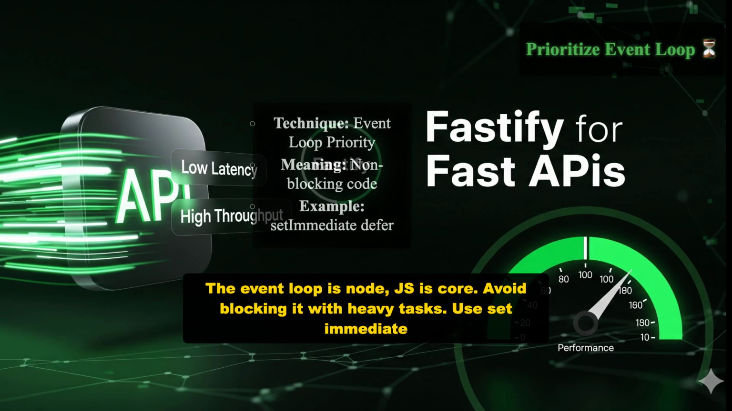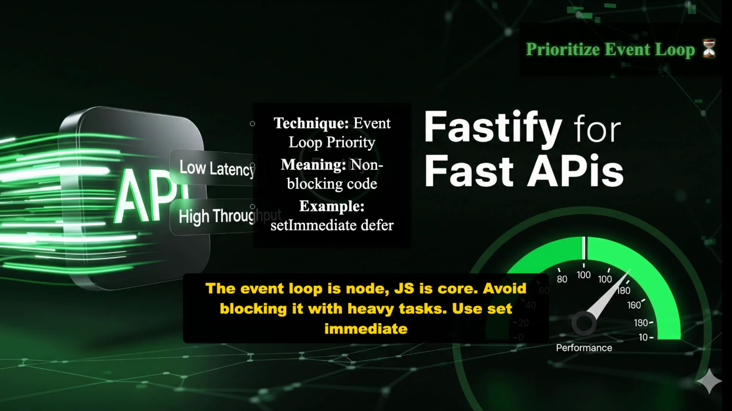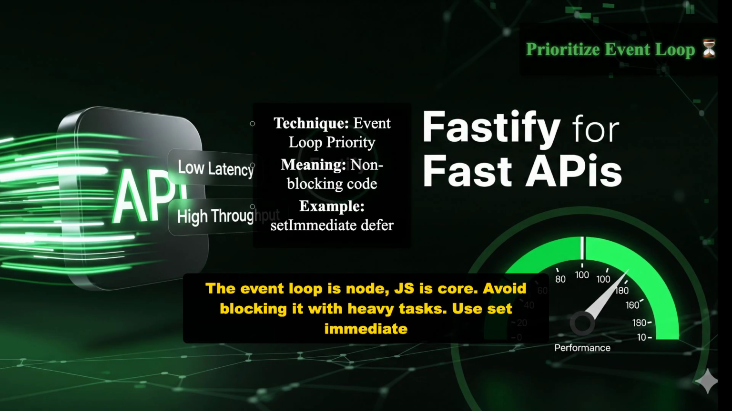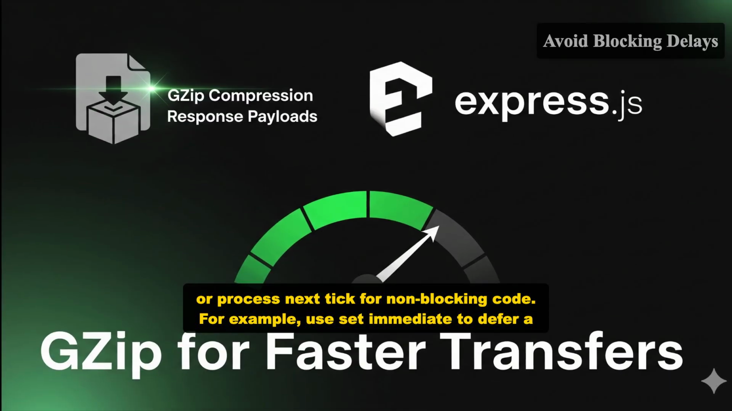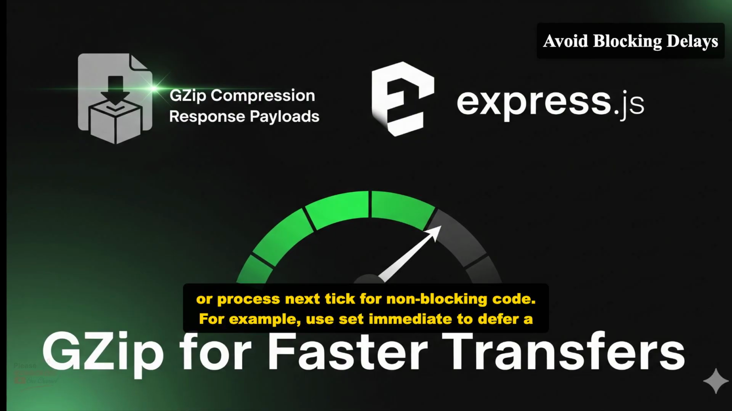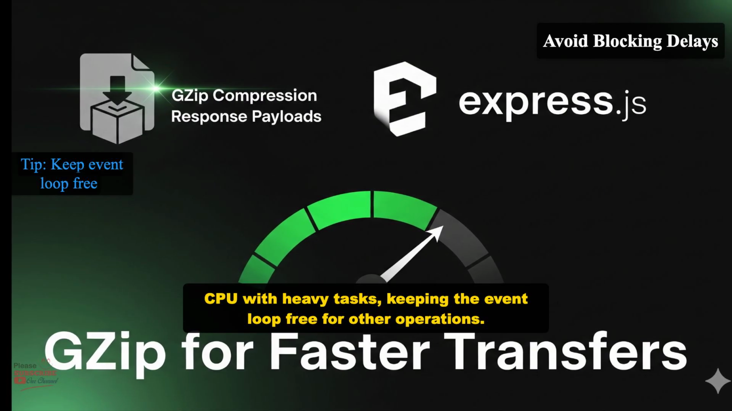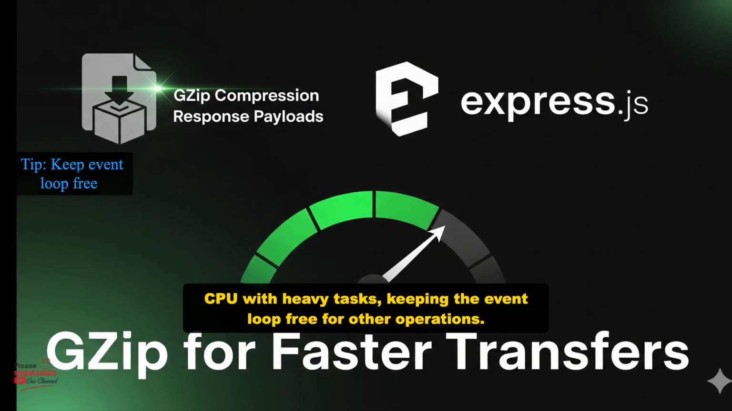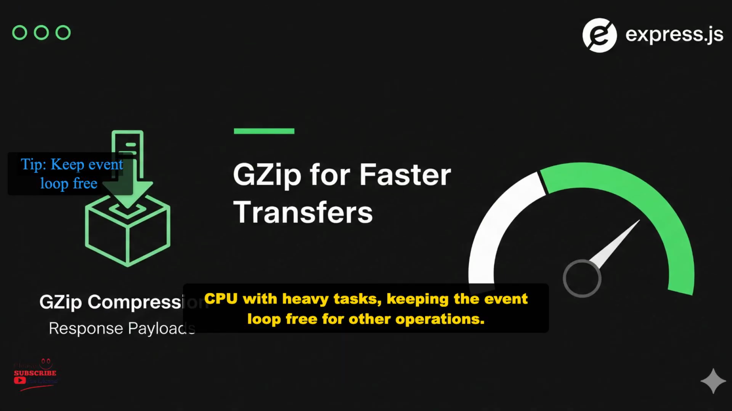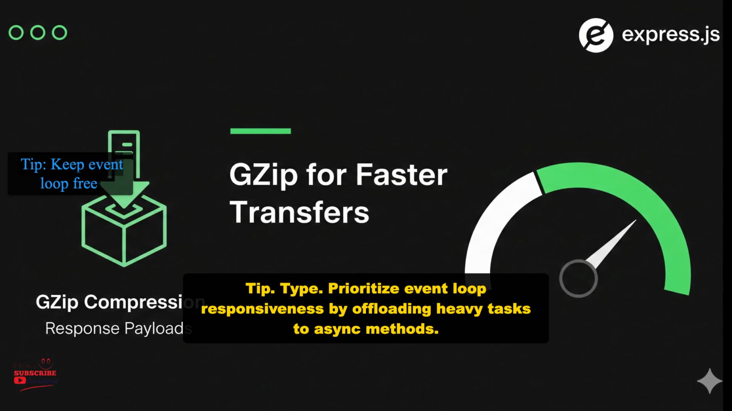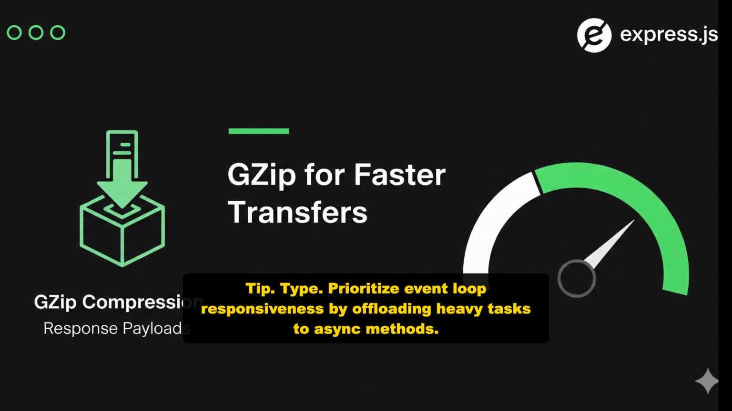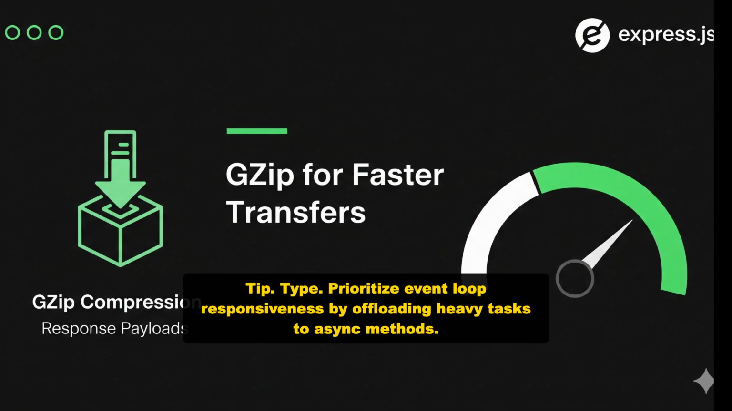The event loop is Node.js's core. Avoid blocking it with heavy tasks. Use setImmediate or process.nextTick for non-blocking code. For example, use setImmediate to defer CPU-heavy tasks, keeping the event loop free for other operations. Tip: Prioritize event loop responsiveness by offloading heavy tasks to async methods.